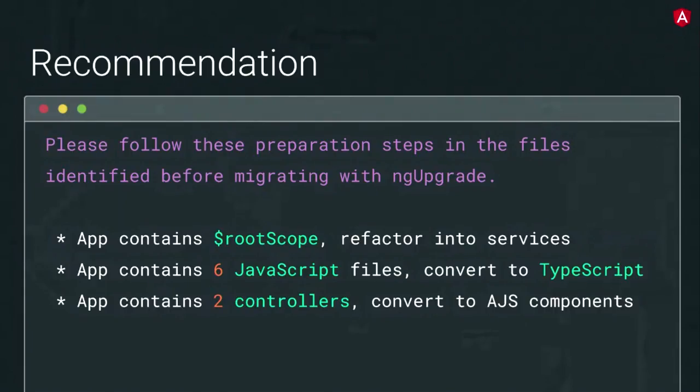When you find root scope, you convert them into services. When you find JavaScript, you convert it into Typescript. And when you find controllers, you start using AngularJS components. You can't see here, but in each bracket, usually we provide a link that helps identify where to learn about this.